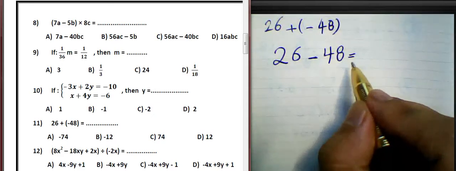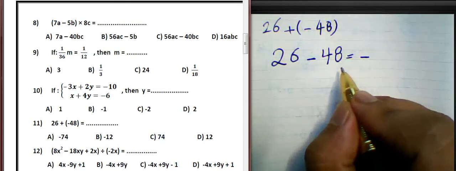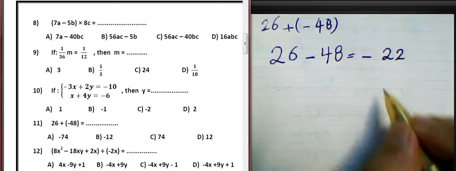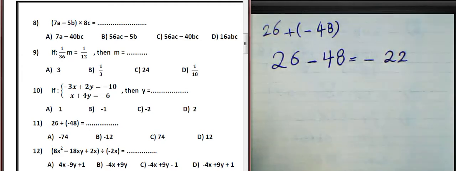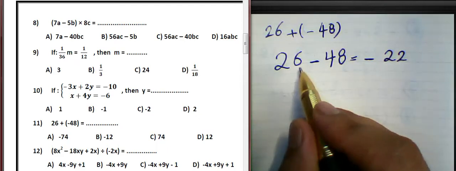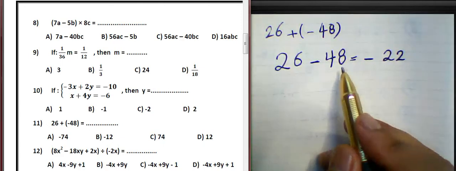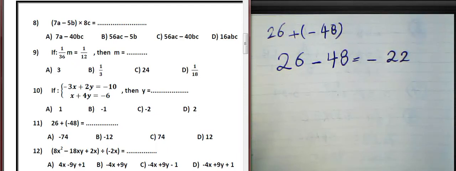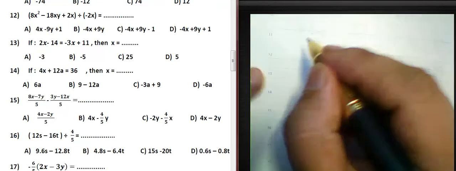26 subtract 48, the result will be negative because 48 is more than 26, so we must write negative here. And subtract 8 minus 6 equals 2 and 4 minus 2 equals 2, so the result will be negative 22. Okay, negative 22. Again, 26 plus negative 48 equals 26 minus 48. We write negative here, and 8 minus 6 equals 2 and 4 minus 2 equals 2, so the result will be negative 22.